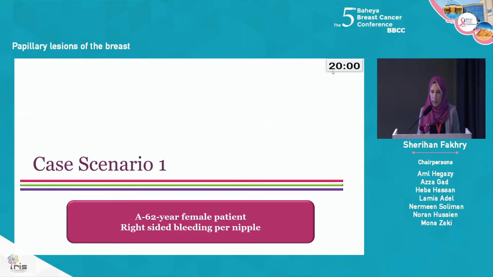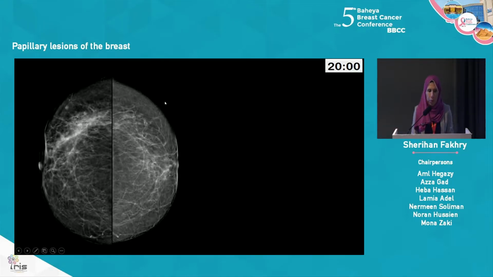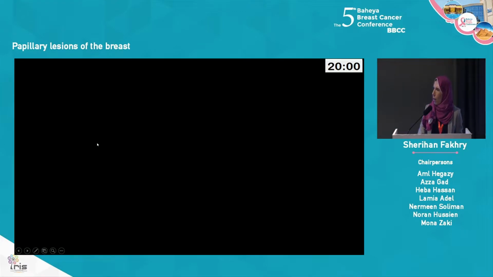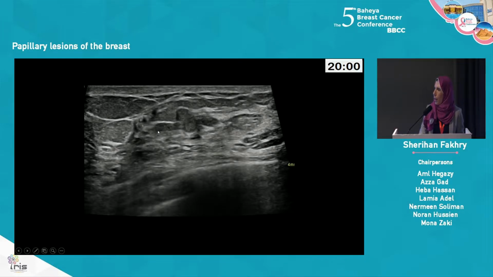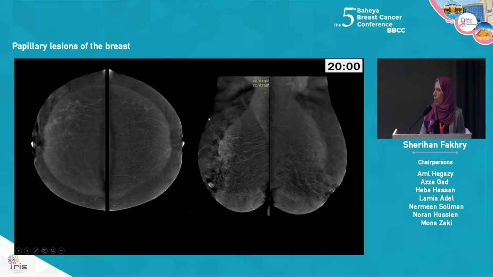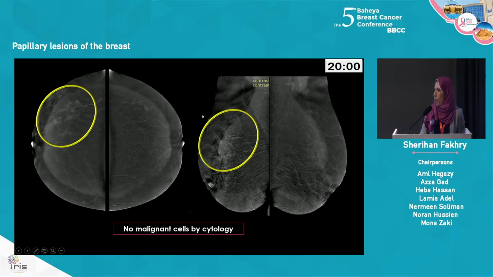The first case is a 62-year-old female patient with right-sided bleeding per nipple. Mammography showed right breast focal asymmetry with underlying intraductal echogenic content on complementary ultrasound. By contrast enhanced mammography, there was a segmental non-mass enhancement. There were no malignant cells by cytology, and pathology revealed intraductal papillomas.